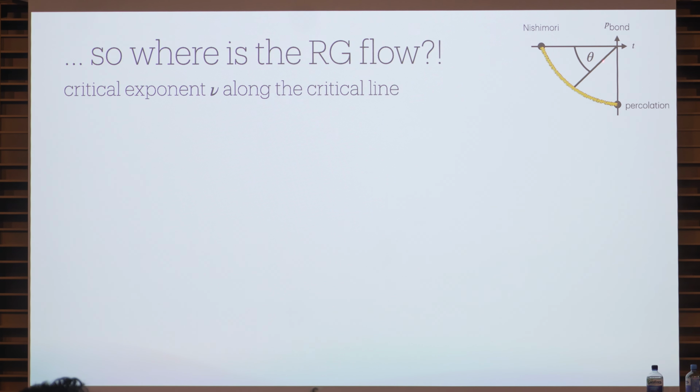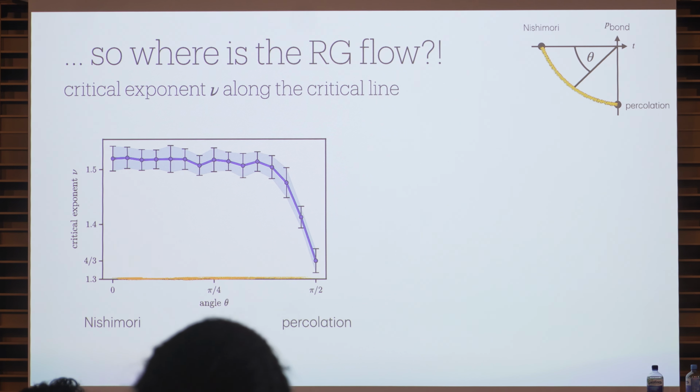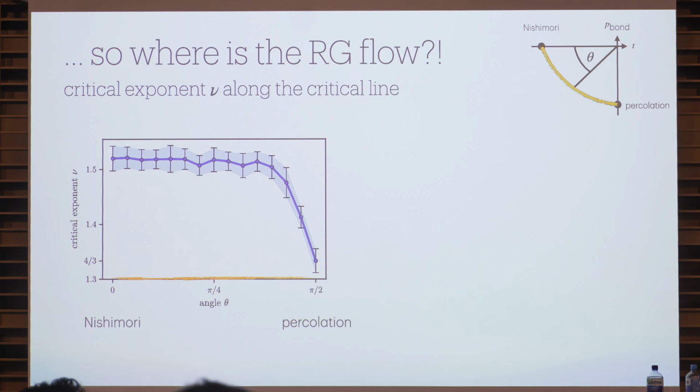So we parameterize this by this angle theta, where theta equals 0 now is the Nishimori transition, and theta equal pi over 4 is this percolation transition. And if we plot this, we get something like this. So exactly at the Nishimori transition, we have this value of 1.51 something. And then as we move along the line, this stays very, very constant until at some point, very close to percolation, this drops to the percolation value of 4/3.